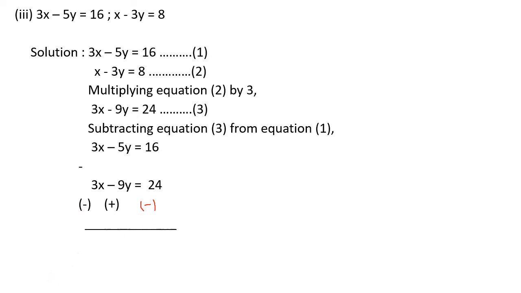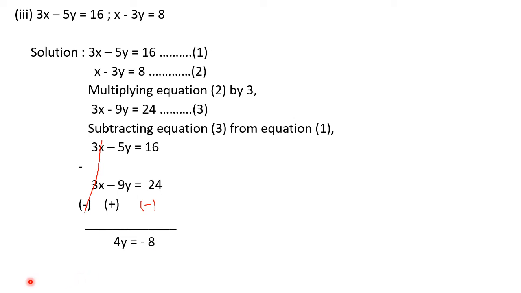Now when the signs are changed, we will go for the usual addition. So plus 3x and minus 3x will get cancelled here like this, and then you can do the addition or subtraction depending upon the sign. Now see, plus 9y minus 5y, so here you will get plus 4y, and here minus 24 plus 16, so here you will get minus 8.